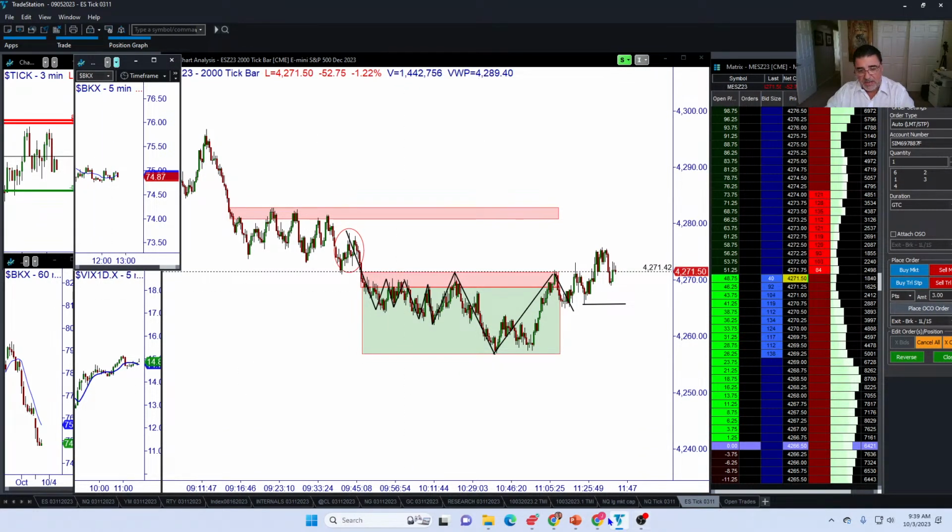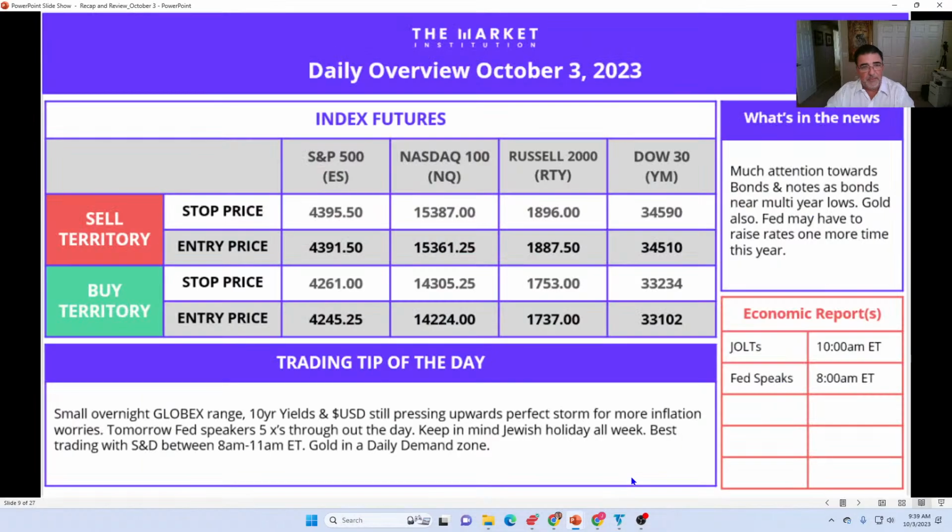Okay, so let's come back out here a little bit. Our pre-market prep identified all these zones, and we have taken trades in each one of those. I do want to remind everybody that the Jewish holiday is this week, okay? So the market conditions, this happens every year around this time. Markets can be range bound, but they can have some wide ranges.